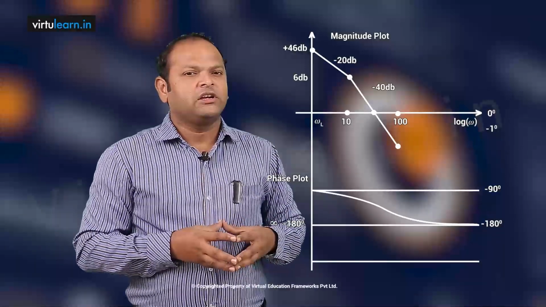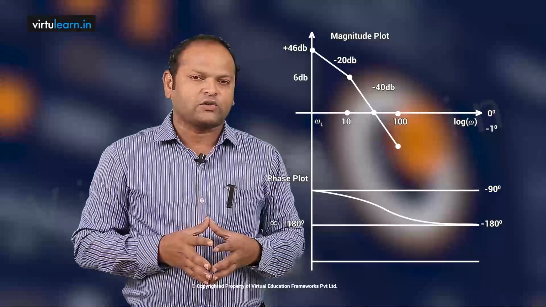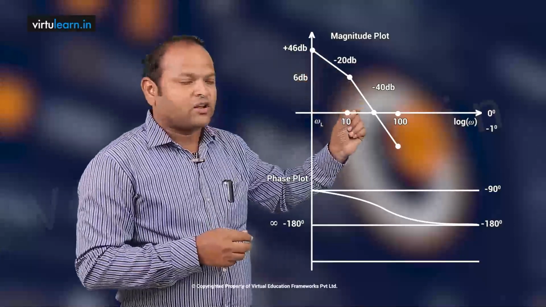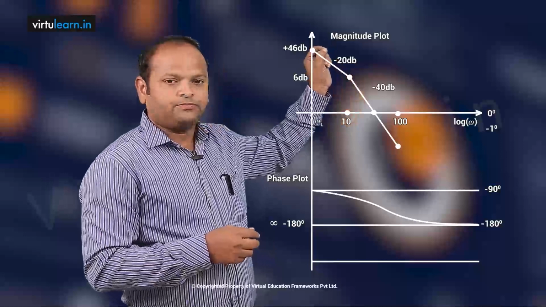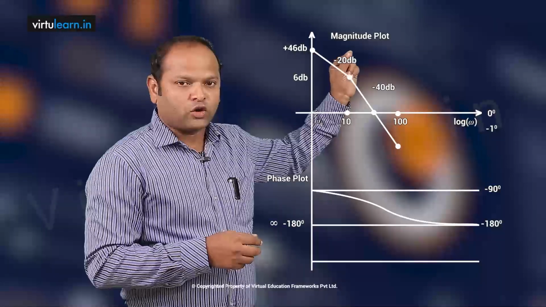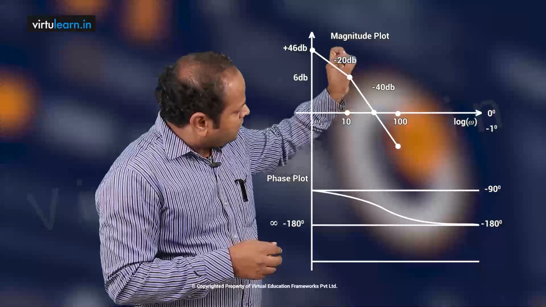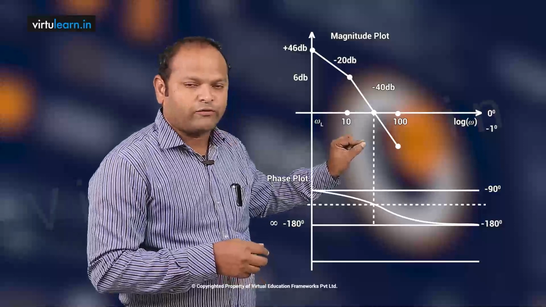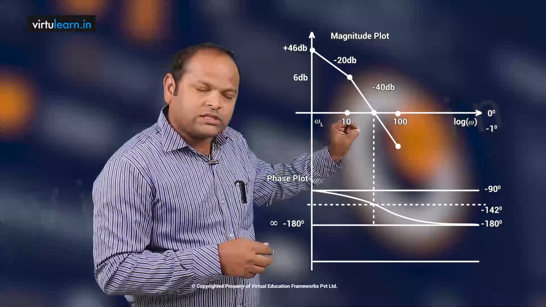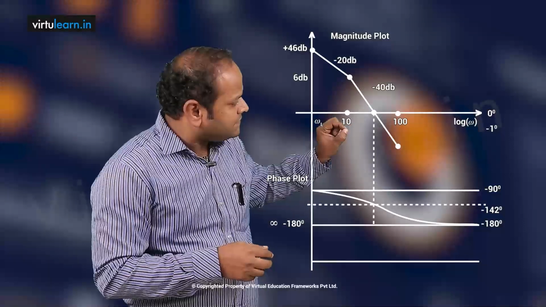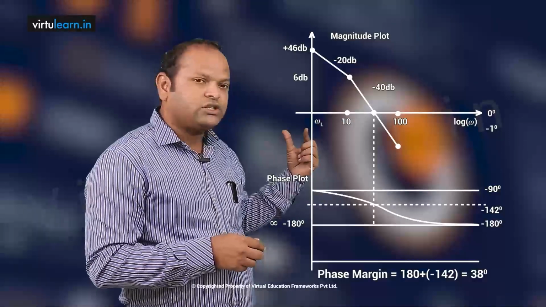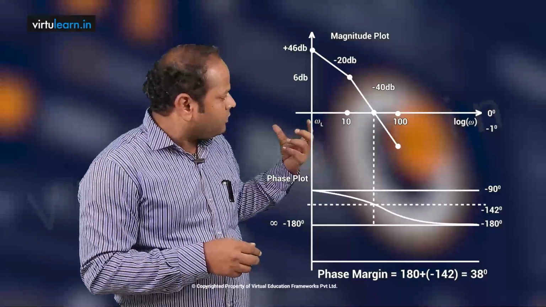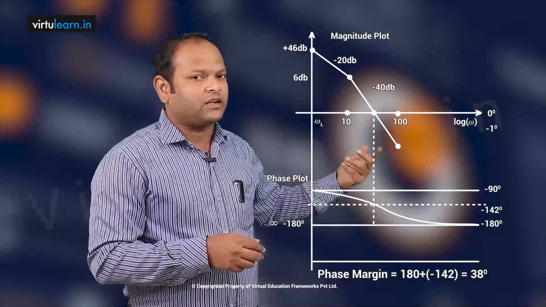To find the phase margin, find the omega GC, the gain crossover frequency. If you look here, my magnitude plot is crossing the 0 dB line at this point. When you draw this onto the phase plot, it is going to be around minus 142 degrees. So this is phi GC. Then what is the phase margin? The phase margin is 180 plus phi GC. This is minus 142. Therefore, your phase margin is going to be 38 degrees.